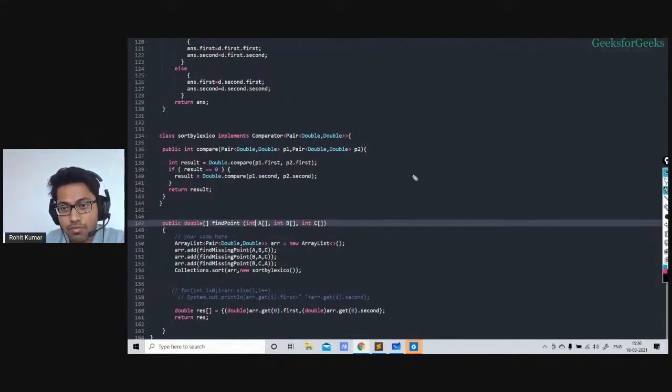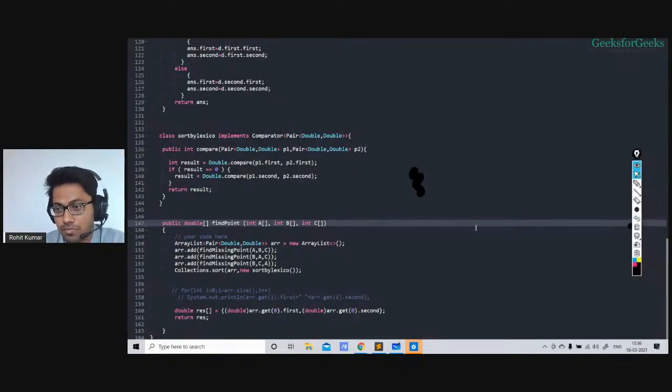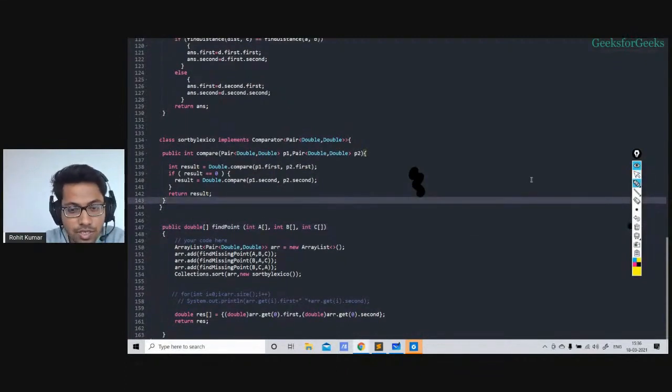Yeah, are you able to see the marker on the screen? Just a second, let me change the color. Yeah, let me know if you're able to see the marker on the screen. Is this visible?